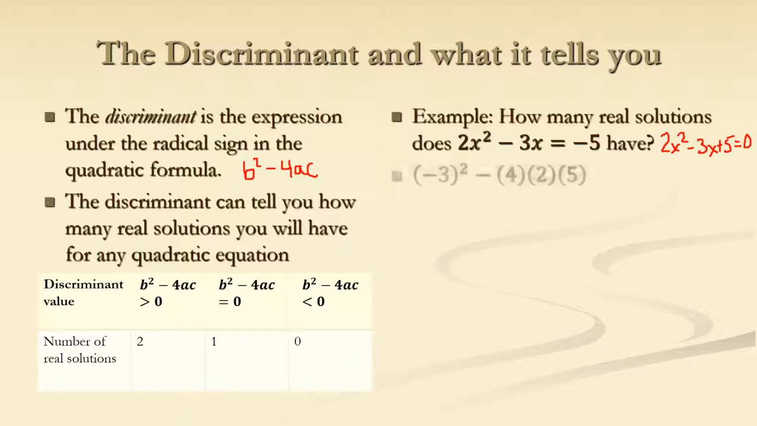Then substitute it in the discriminant, b squared minus 4 times a times c. Then simplify. Negative 3 squared is 9. 4 times 2 times 5 is 40. 9 minus 40 gives me negative 31. That's less than 0, so I will have no real solutions.